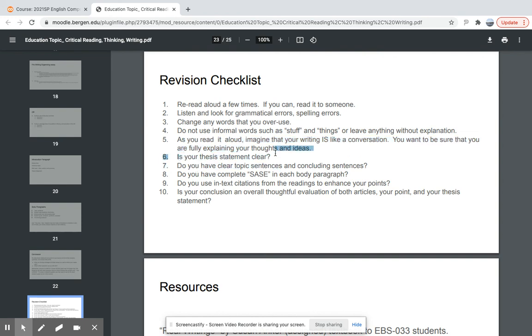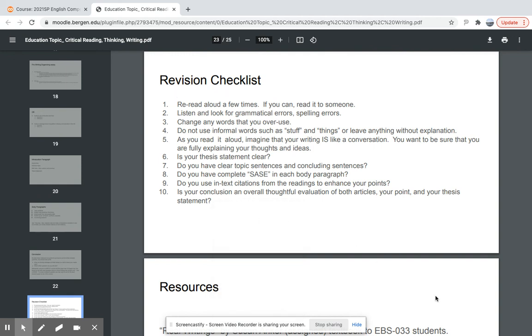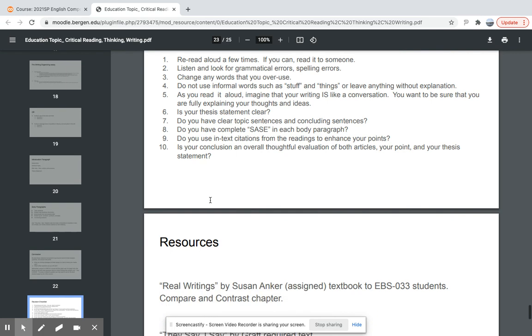Is your thesis statement clear? Do you have a clear topic sentence and concluding sentence in each paragraph? Do you really complete a SACE in each body paragraph? So are you really hitting that critical thinking? Do you use in-text citations from the readings to enhance your points? And is your conclusion an overall thoughtful evaluation of both articles, your point and your thesis statement? So this is really what I'm looking for in an A paper if you're hitting all of these marks. And also, just to note, you have a proper works cited page and you have everything in MLA format.